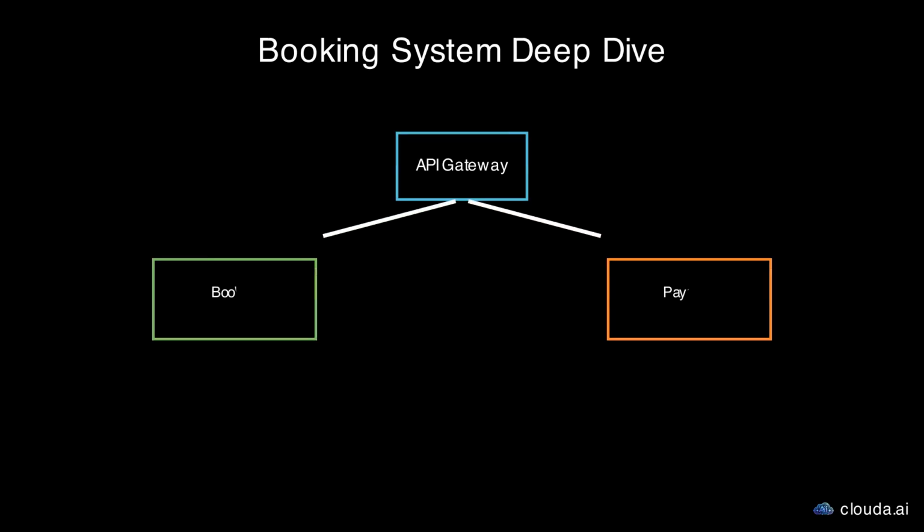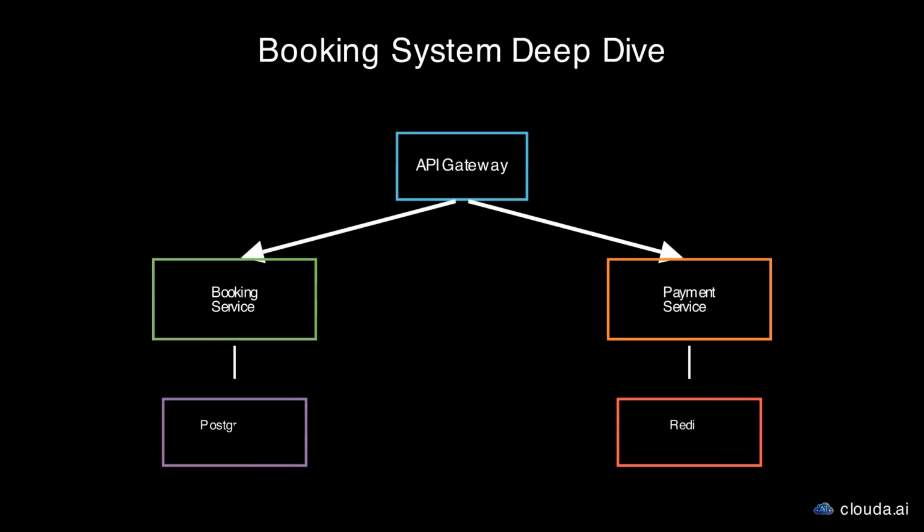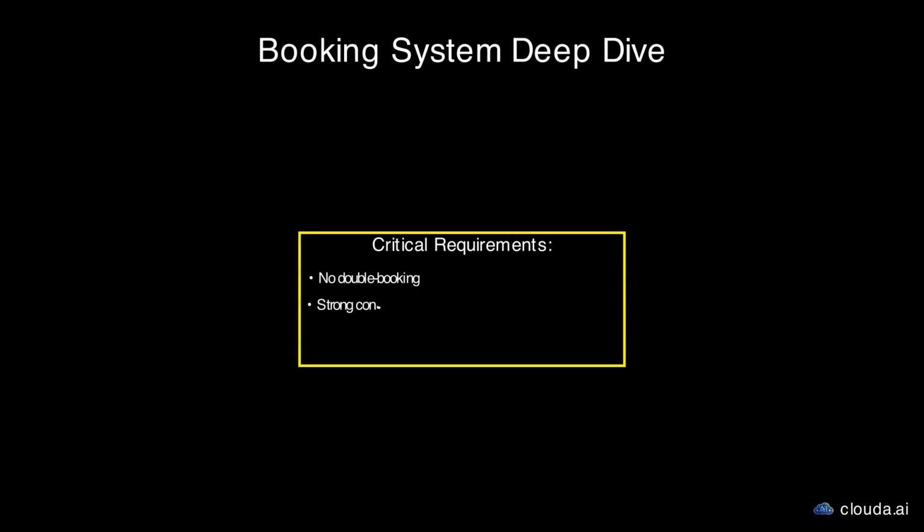Let's dive deep into the booking system, which is the most critical component of Airbnb. This system must prevent double booking at all costs while maintaining high availability. The architecture consists of an API gateway routing requests to specialized services. The booking service handles reservation logic and uses PostgreSQL for ACID transactions, ensuring strong consistency. The payment service coordinates with Redis for distributed locking during payment processing.